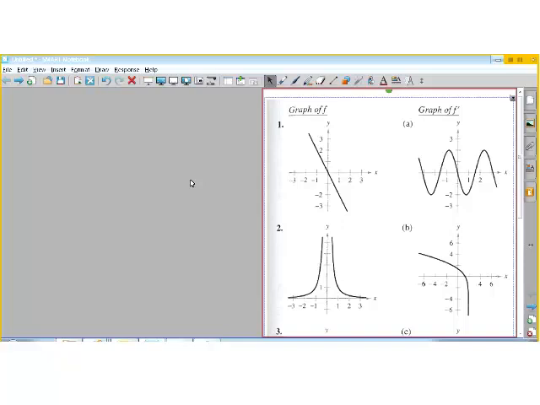Okay, we have problems 1 through 4, which are basically a matching game. And so we have the original function and the graph of f prime. Kind of done something like this before. So let's just start with this. So this has a constant slope, and it is negative.